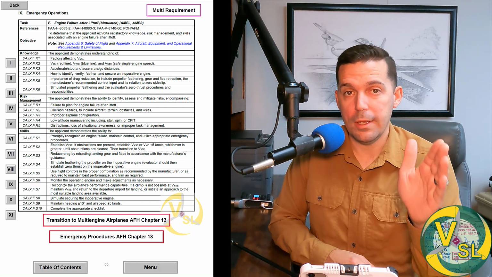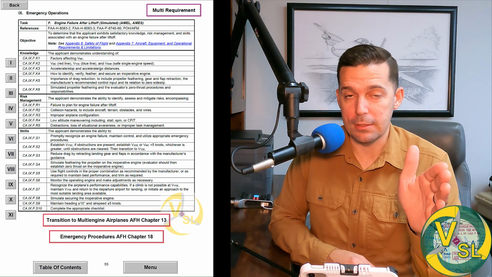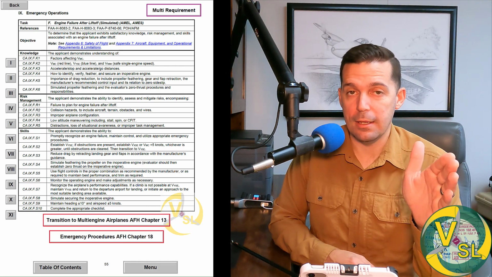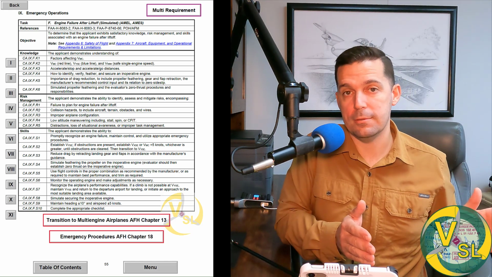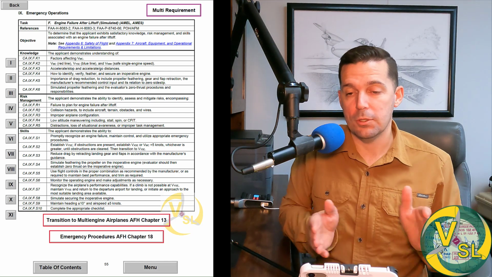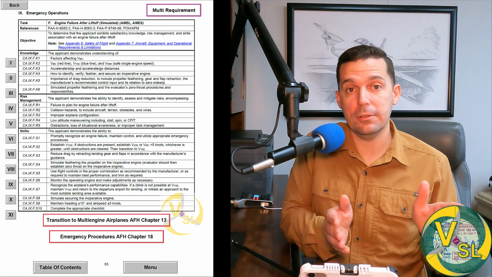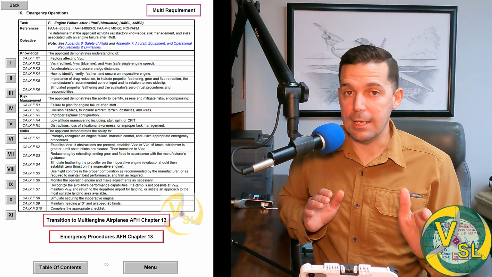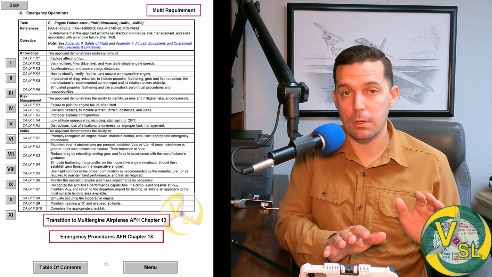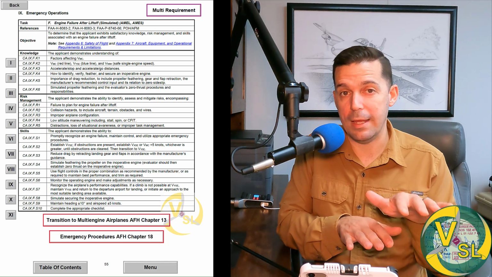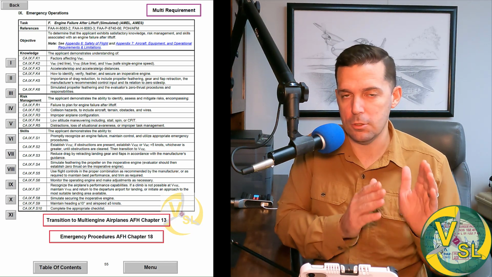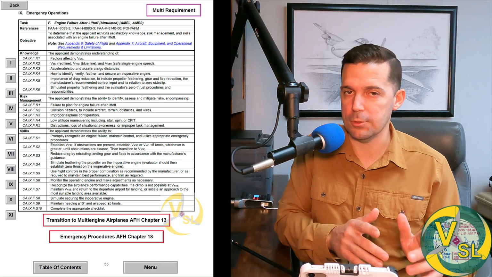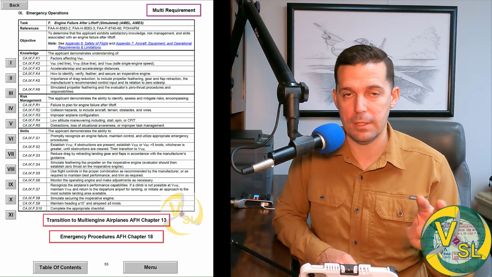You want to hold heading plus or minus 10 degrees. It's easy to exceed that with all this asymmetric thrust that's going to happen. So the plane's going to want to yaw severely into the dead engine. So you need to be on your toes and ready to add as much rudder as necessary to control that heading. You want to control heading, control airspeed. Control heading, control airspeed. Those are the two most important things.